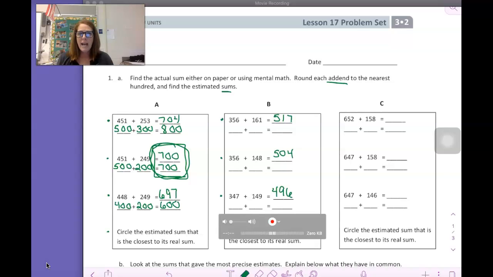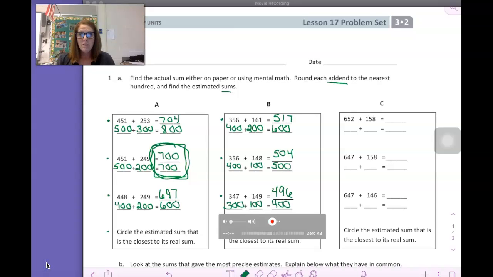Now we're going to round each addend to the nearest 100. 356, that is past the midpoint, so that's going to round to 400. 161 is also past the midpoint of 150, so we're going to round that up to 200. 400 plus 200 equals 600. I'm going to pause the video. You pause the video. Go ahead and round 356, 148, and find that estimated total, and do the same for the problem below, and come on back when you're finished.